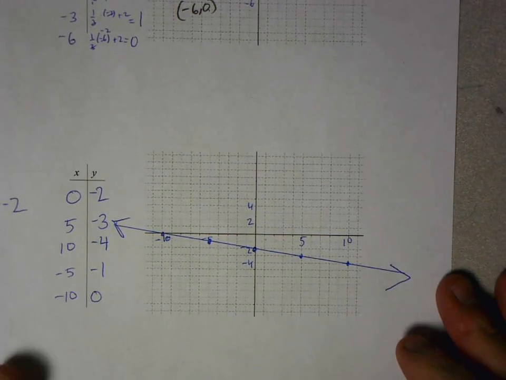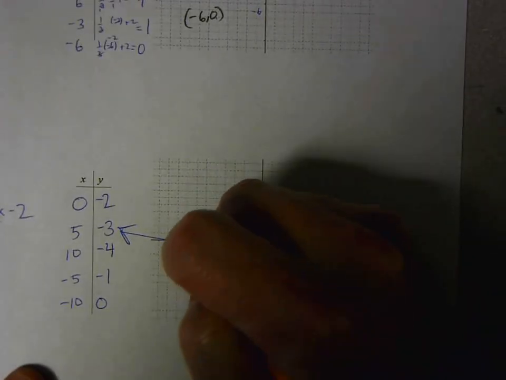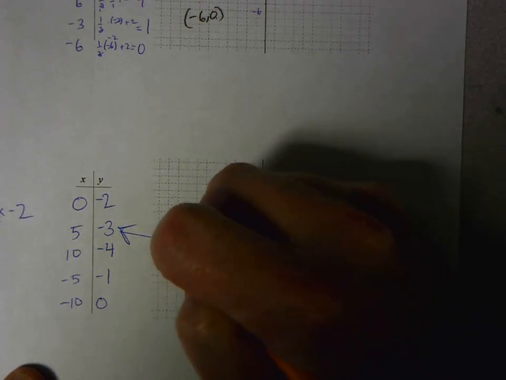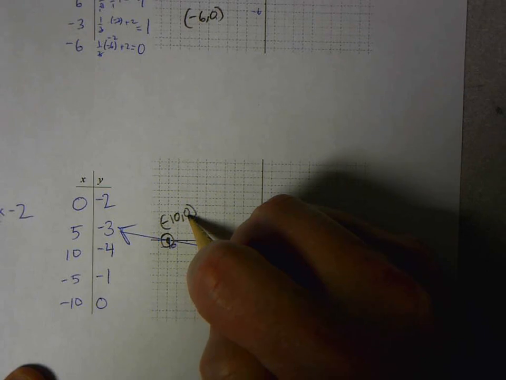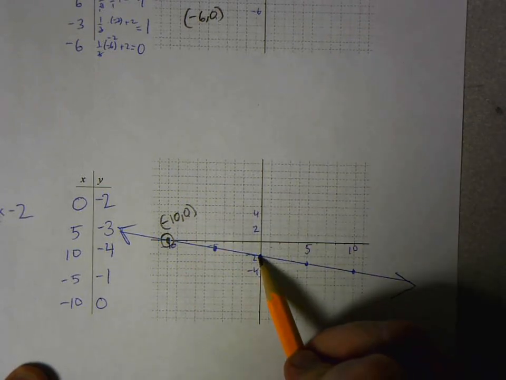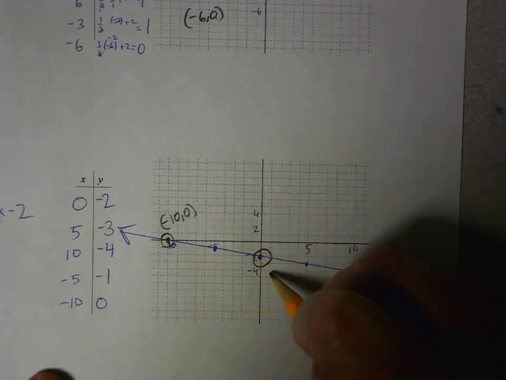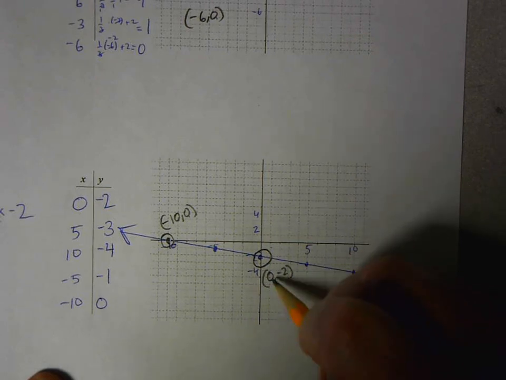Now let's look at this line down here. We have the x-intercept right here, (-10, 0). Again, on the x-intercept, the y value is 0. And here we have the y-intercept. The x value is 0.